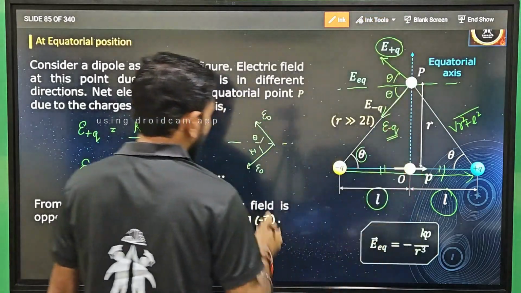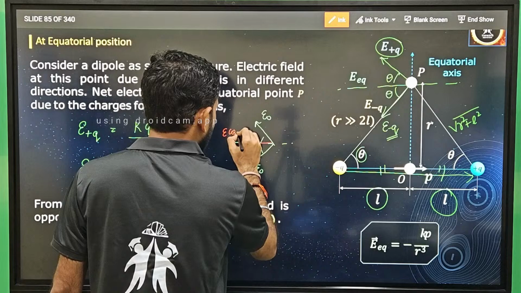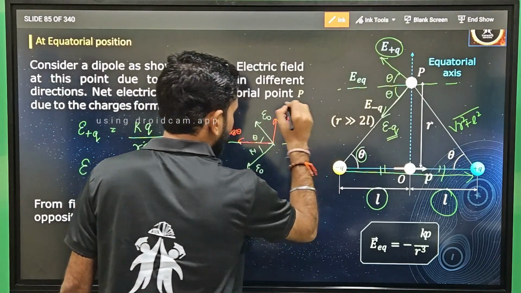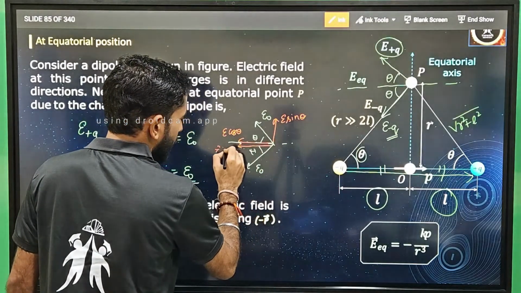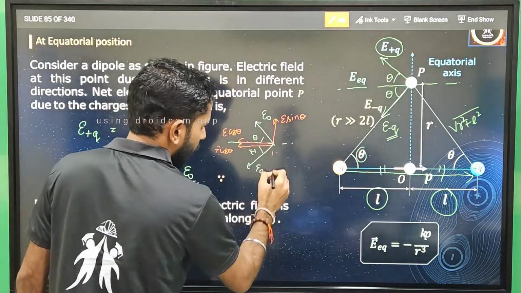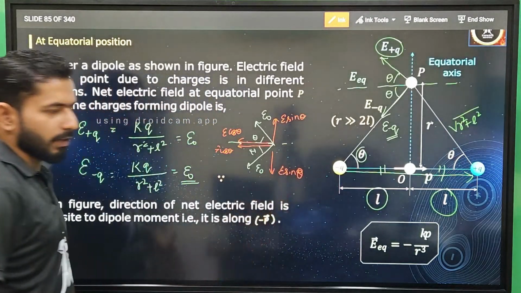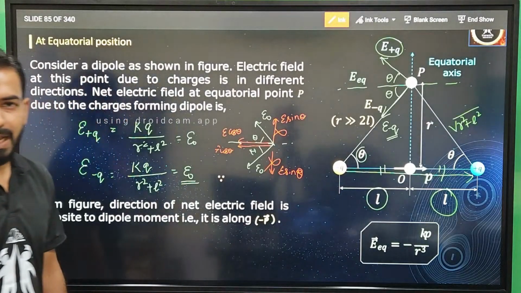I will resolve it. You will take a component for this one, that will be E cos theta, and this component will be E sin theta. Correct? For this one also take components. This component will be E cos theta. This perpendicular component will be E sin theta. Now what are you observing here? Can you say these E sin theta components are going to cancel each other out?